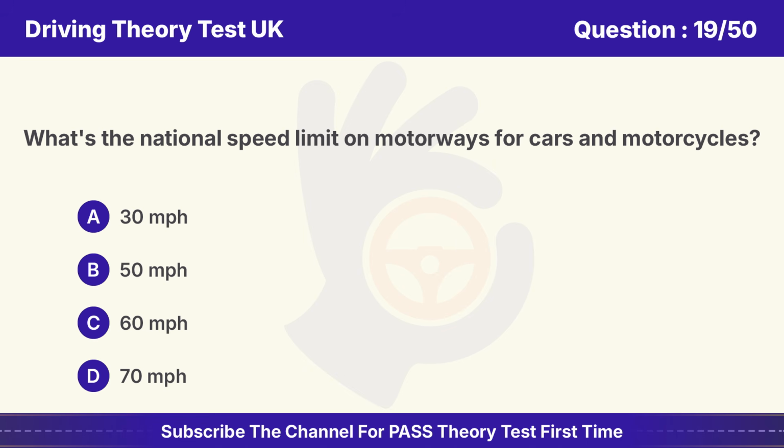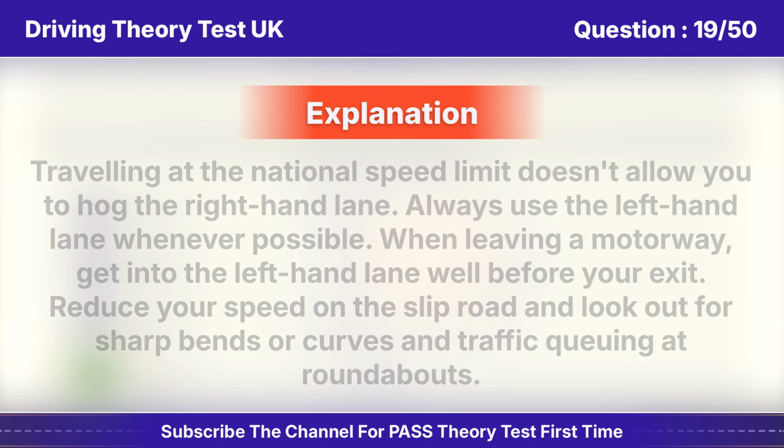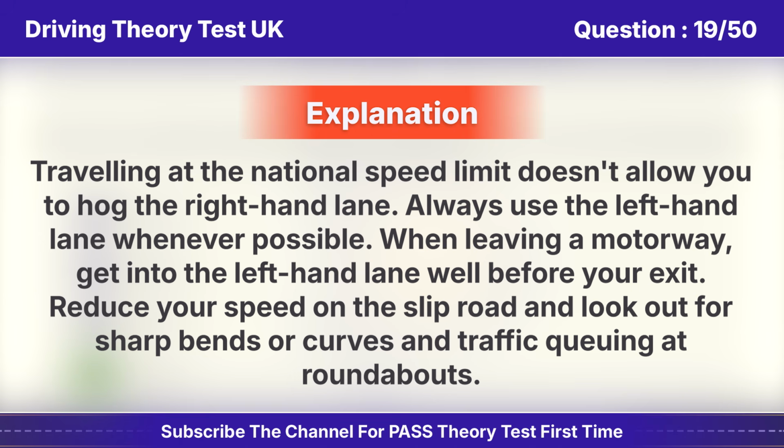Question 19. What's the national speed limit on motorways for cars and motorcycles? Answer is D. 70 miles per hour. Traveling at the national speed limit doesn't allow you to hog the right-hand lane. Always use the left-hand lane whenever possible. When leaving a motorway, get into the left-hand lane well before your exit. Reduce your speed on the slip road and look out for sharp bends or curves and traffic queuing at roundabouts.